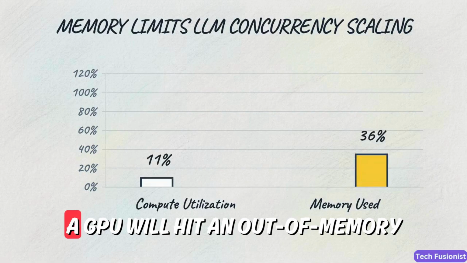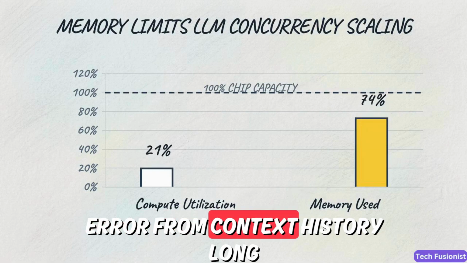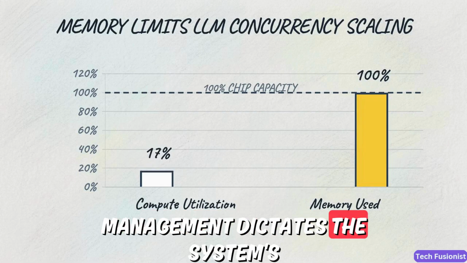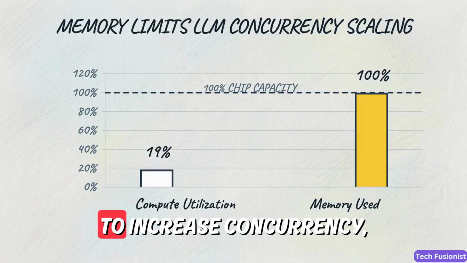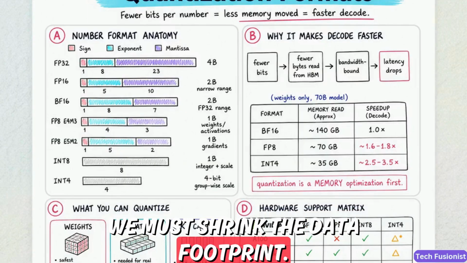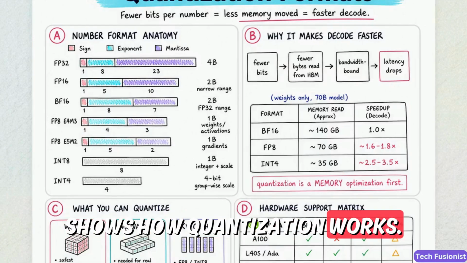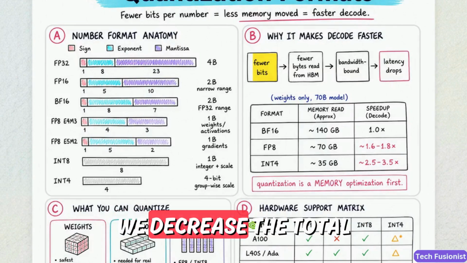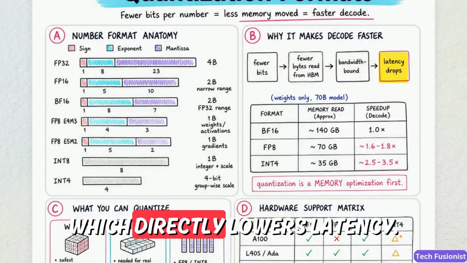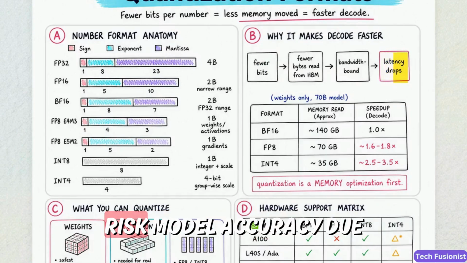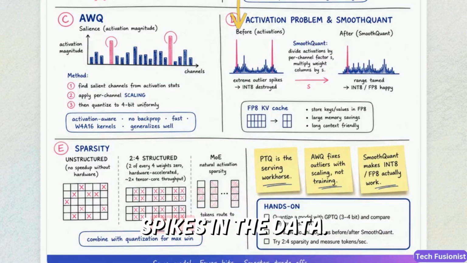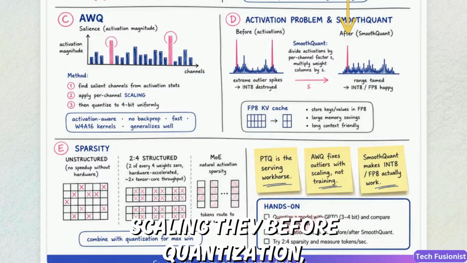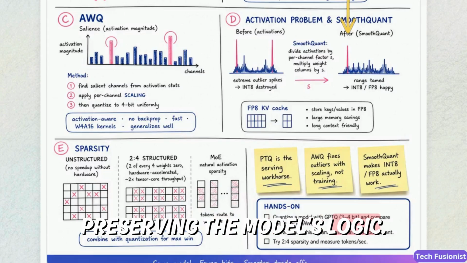Without dynamic mapping, a GPU will hit an out-of-memory error from context history long before the compute cores are fully utilized. Memory management dictates the system's hard ceiling for concurrency. To increase concurrency, we must shrink the data footprint. This flowchart shows how quantization works. By reducing weight precision from 16-bit to 8-bit or 4-bit formats, we decrease the total bytes read from memory, which directly lowers latency. Reducing precision can risk model accuracy due to extreme outlier spikes in the data. Techniques like SmoothQuant tame those spikes by mathematically scaling them before quantization, preserving the model's logic.